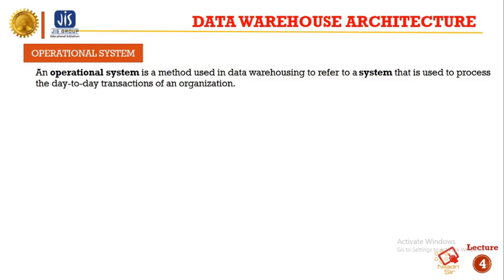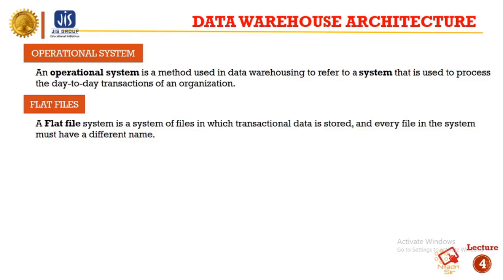An operational system is a method used in data warehousing to refer to a system that is used to process the day-to-day transactions of an organization. What are flat files? A flat file system is a system of files in which transactional data is stored, and every file in the system must have a different name.